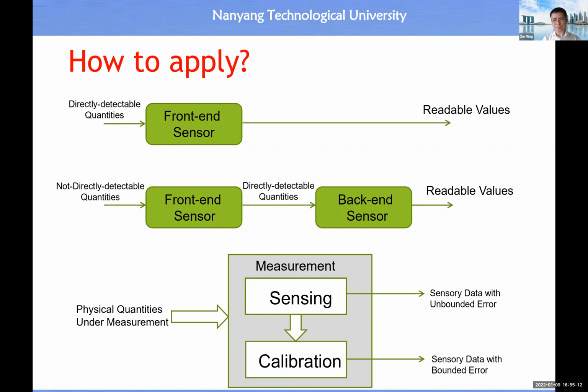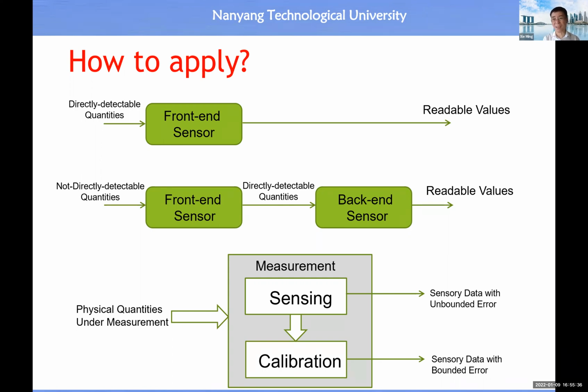Then for the implementation of step 1, you may face 2 situations. The first situation corresponds to the case in which it is good enough for you to make use of a single front-end sensing element in order to transform the value of a physical quantity on the measurement into readable value.